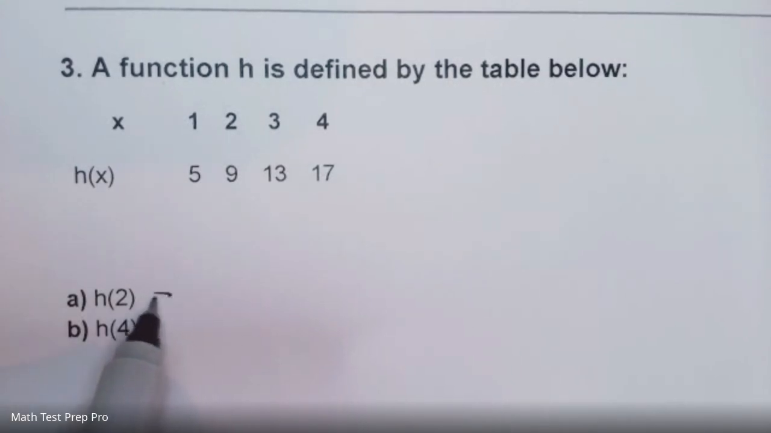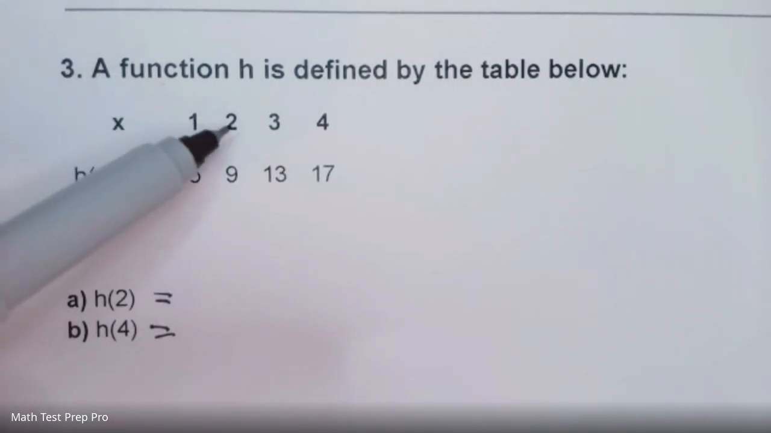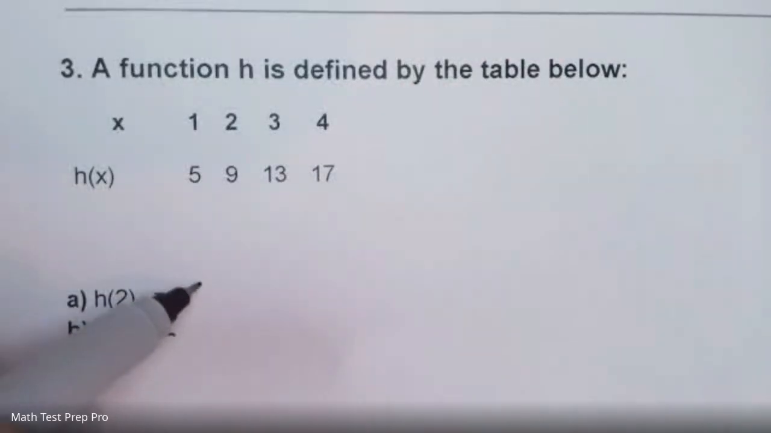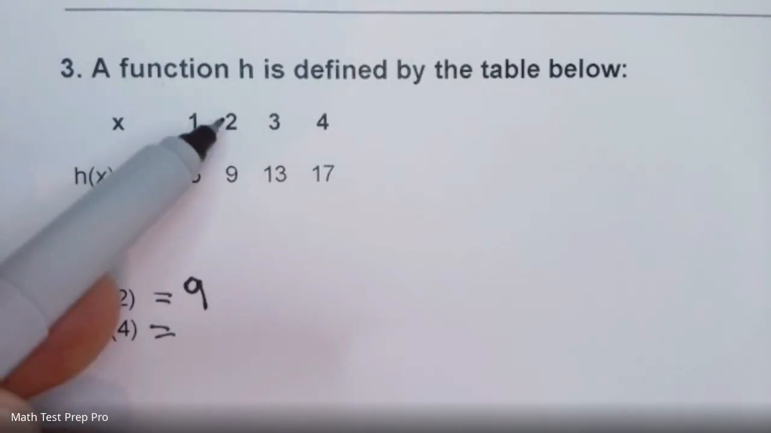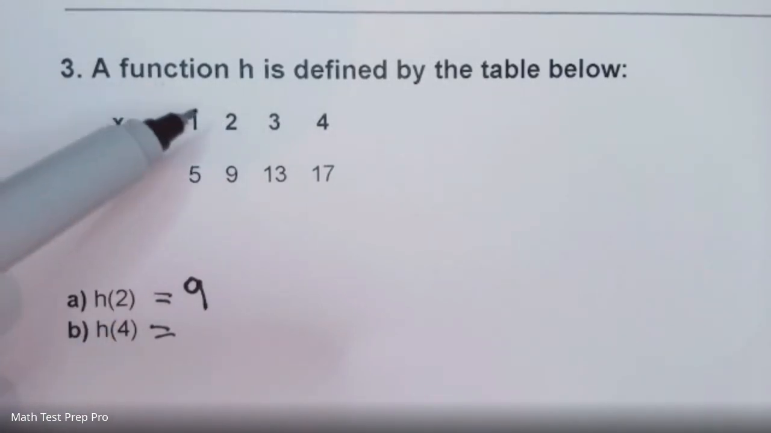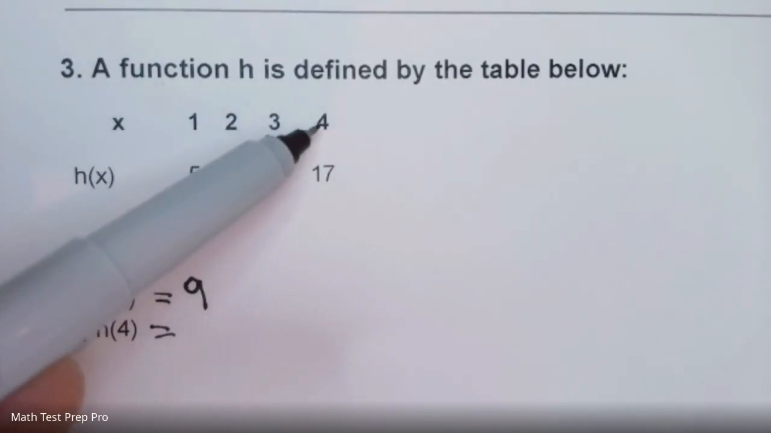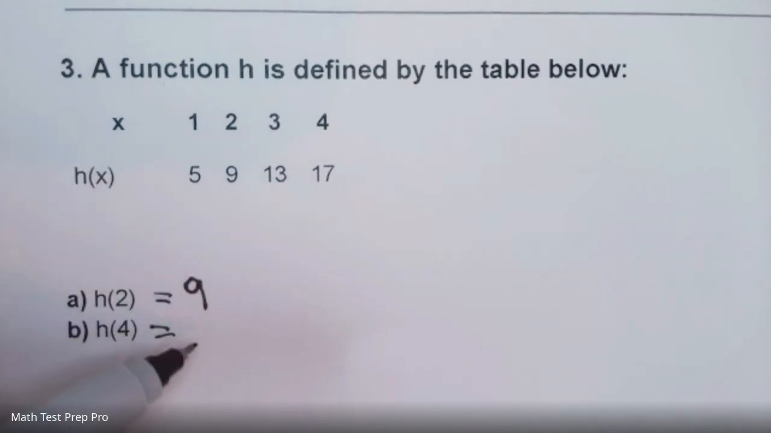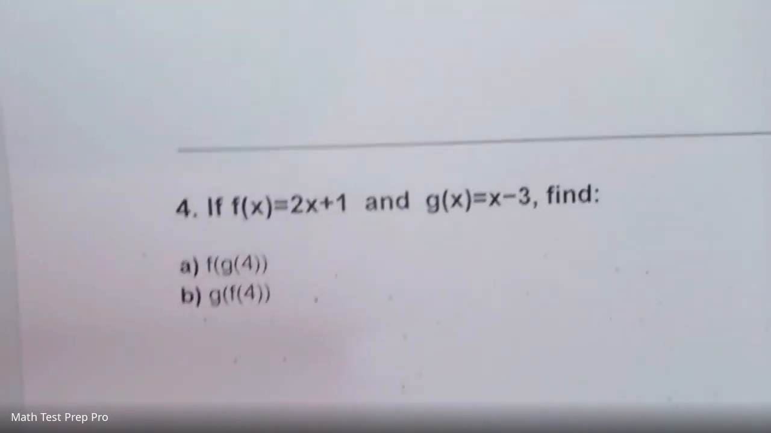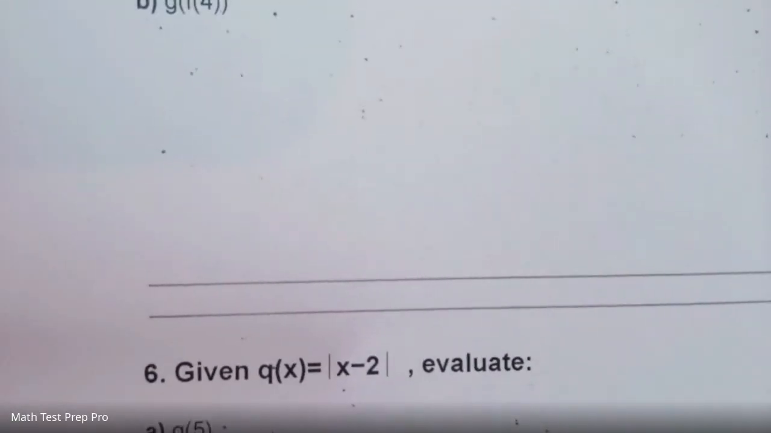So these are actually really easy. You just have to know how to interpret. So when x is 2, the function of 2 is going to be 9. So if the input is 2, the output is 9. H of 4, when you put in x is 4, the output's going to be 17. So h of 4 equals 17. That one was easy, right? Almost too easy. All right, let's look at these.